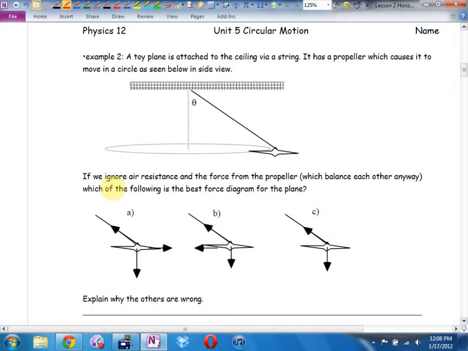So what path is this plane tracing out? What shape is its path? A circle, a horizontal circle. Let's add a direction so that we're going this way. So right now it's coming out of the page towards us.